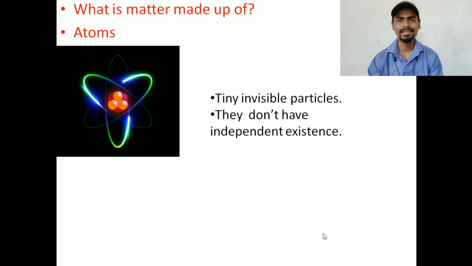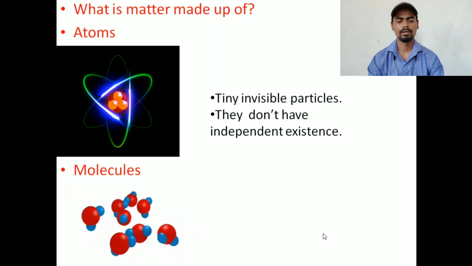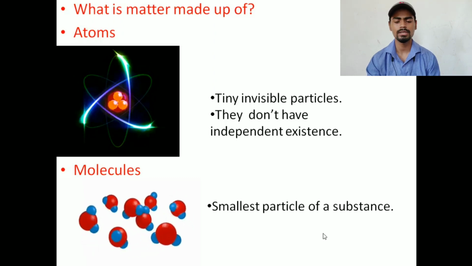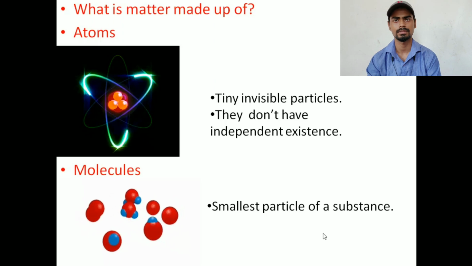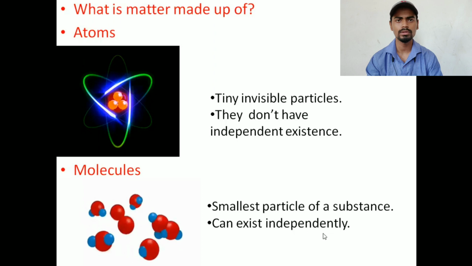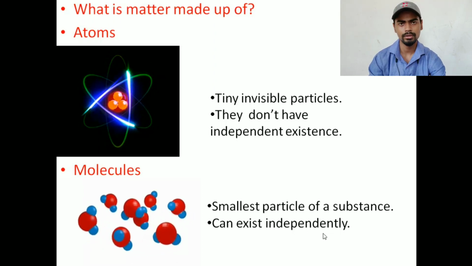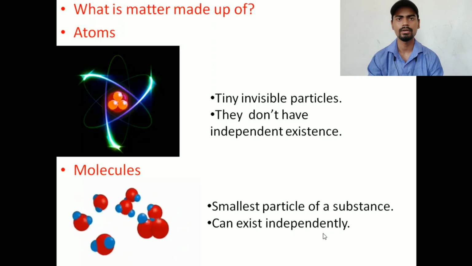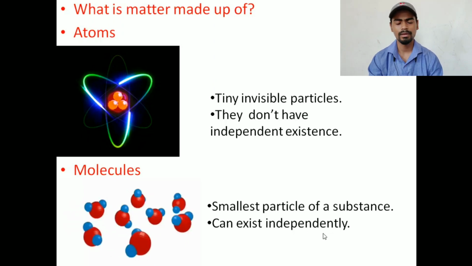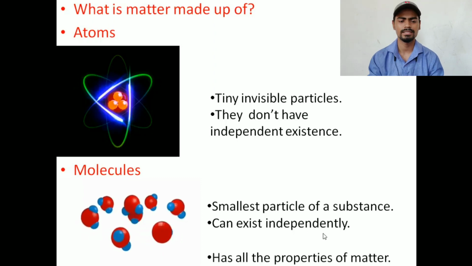Now when atoms combine, they form a molecule. And what is a molecule? A molecule is the smallest particle of a substance, and yes, molecules can exist independently. If you know the physical and chemical properties of molecules, then you already know the physical and chemical properties of that substance. Now this is very new to you, atoms and molecules, so let us understand in a very simple way.